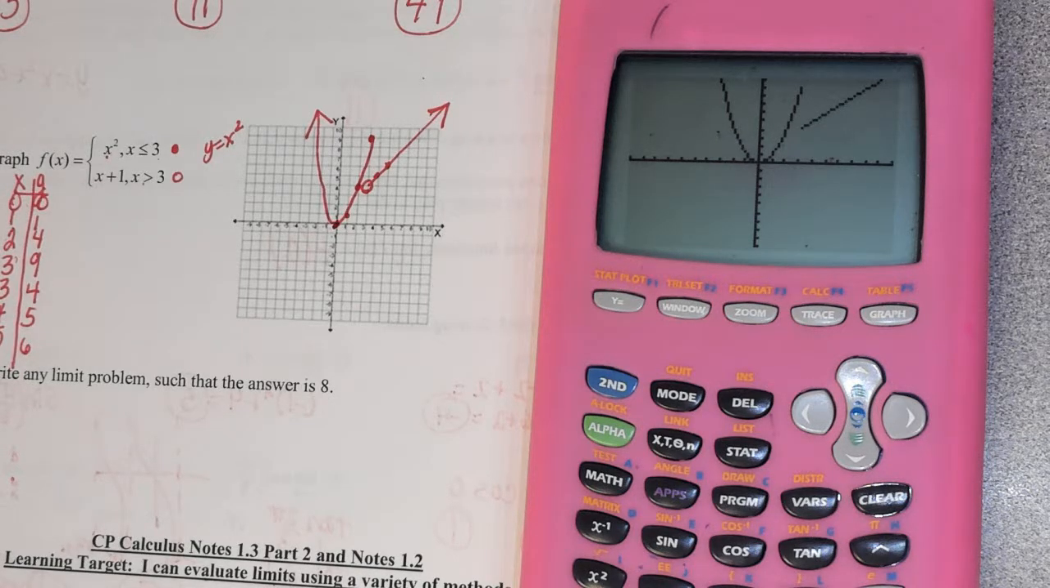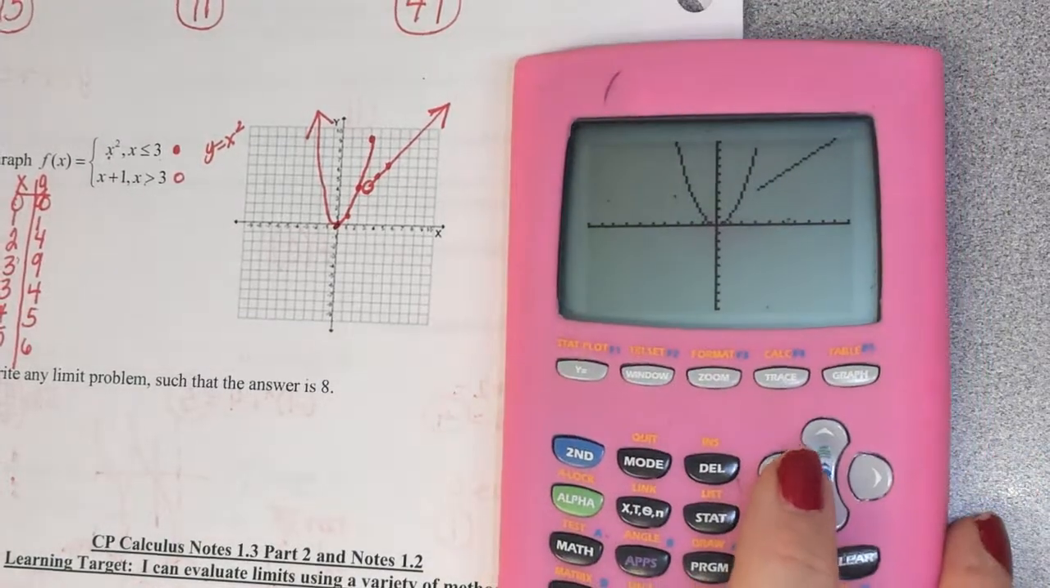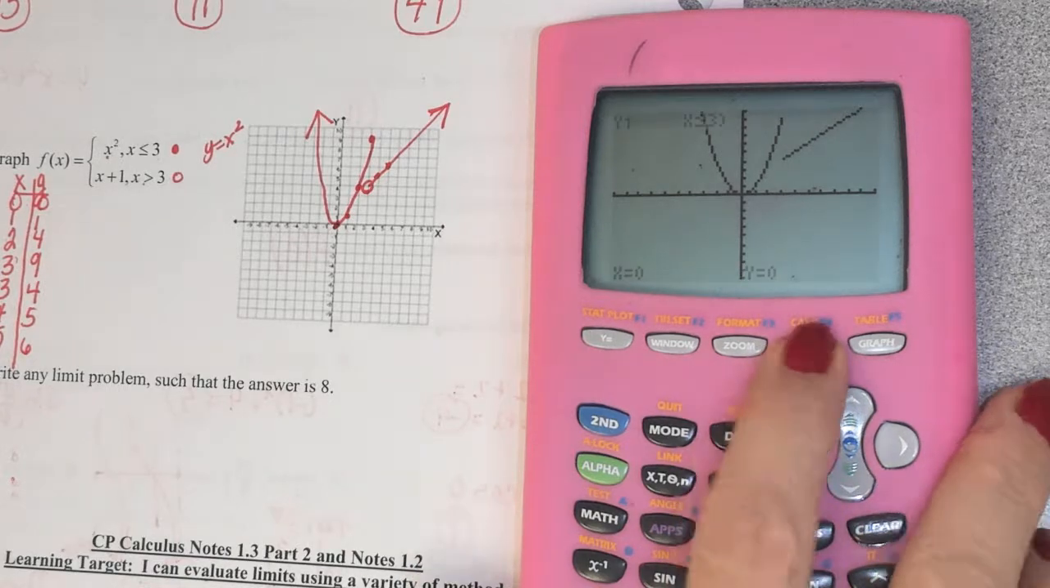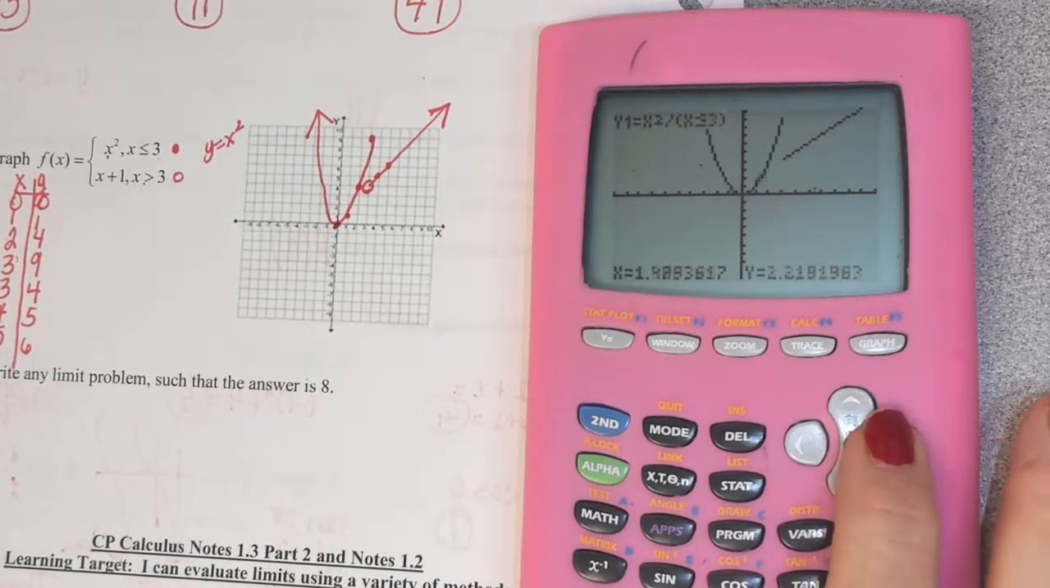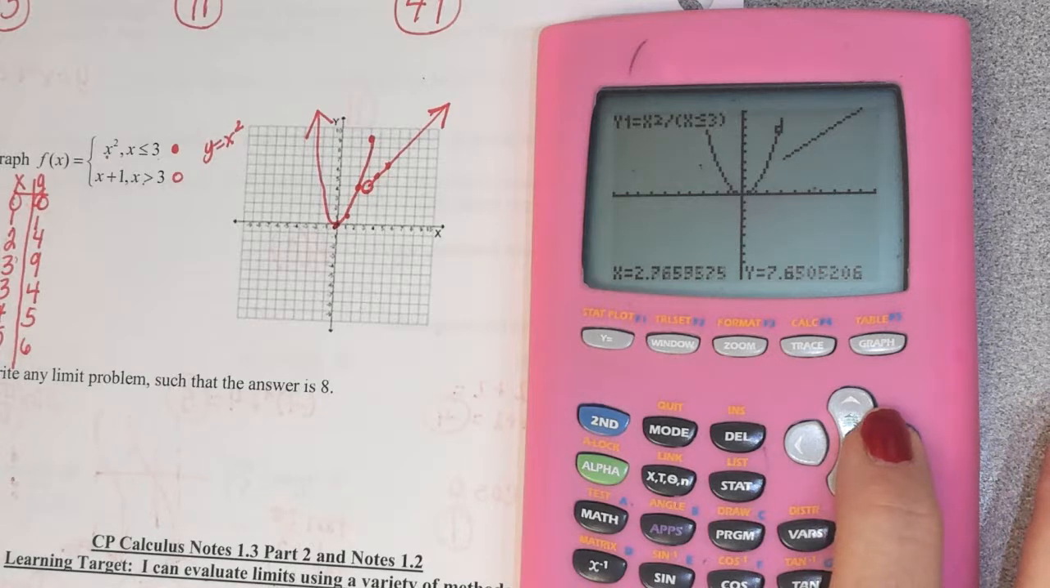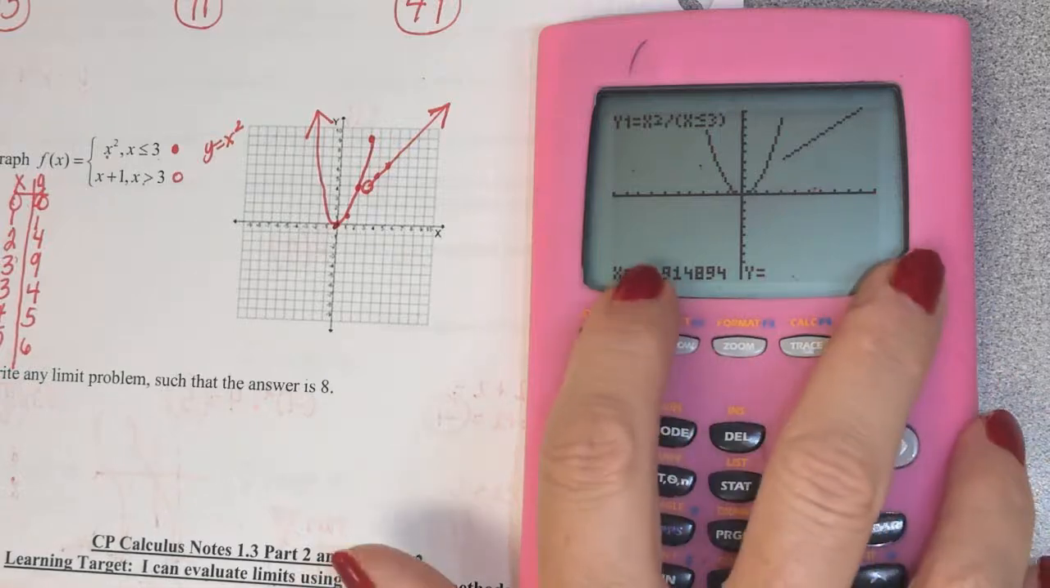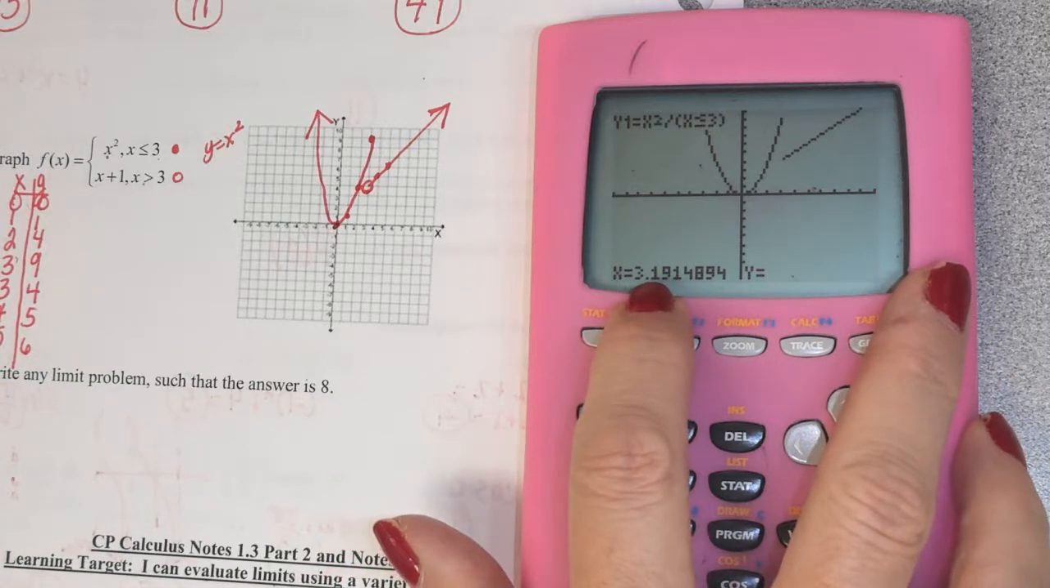The calculator can't show us the closed and open dots. It's not that technologically advanced, I guess we'd say. Push trace. Look here, guys. See how it stays on this function for all of these x's? And then all of a sudden it says, well, there's nothing there. Notice that happens when I get past 3.